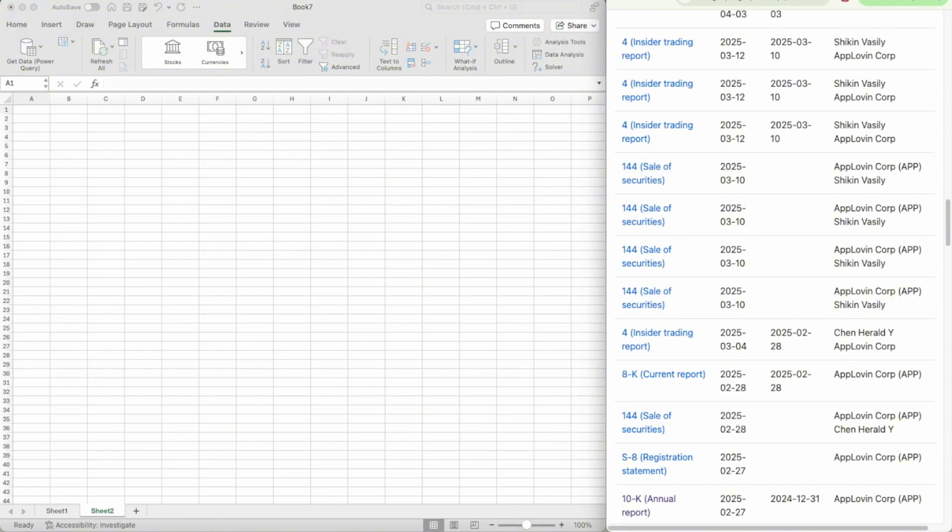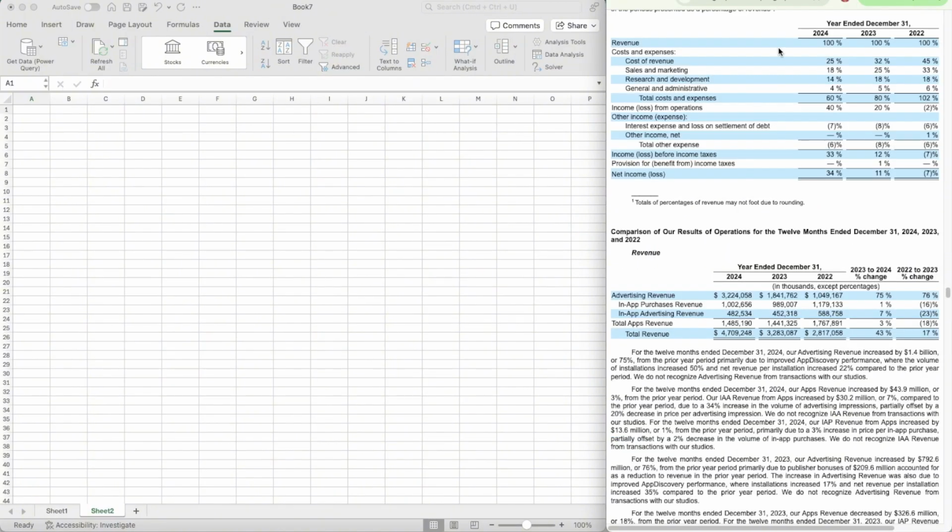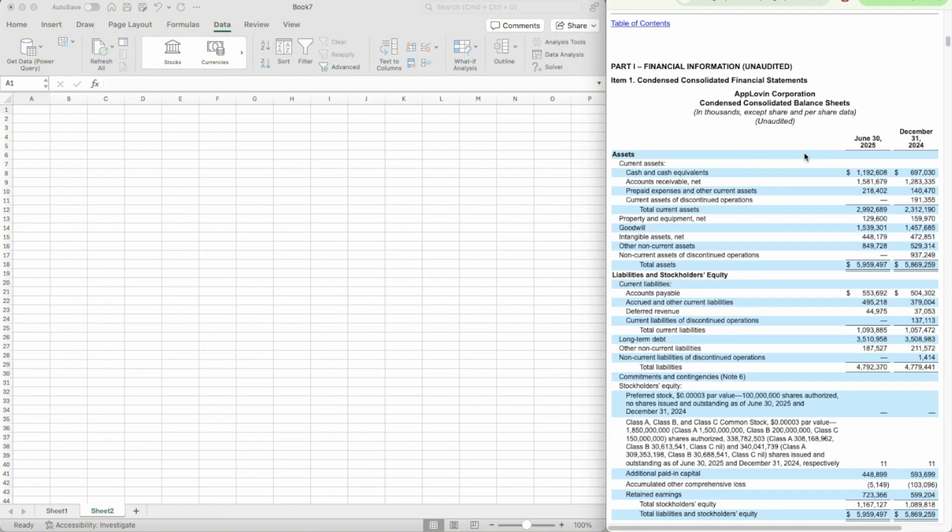So yeah, first things first, let's pull up our financial statements. Go onto the SEC website, pull up the latest 10K and the latest 10Q, and we can get started. Open your spreadsheet.